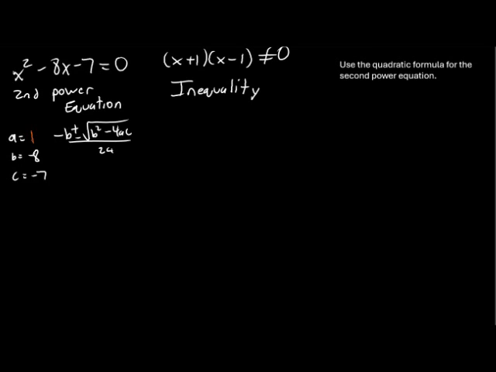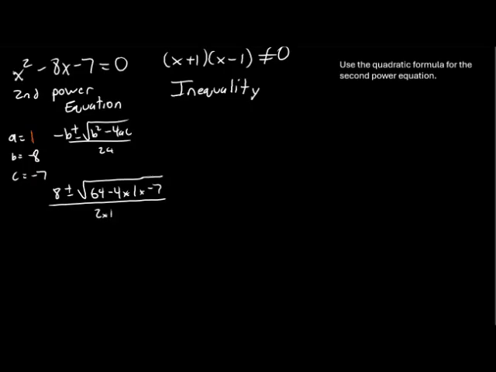When we place those three numbers into the formula, we will have negative of negative 8 is positive 8, plus or minus square root of negative 8 squared, which is 64, minus 4 times 1 times negative 7, all divided by 2a, which is 2 times 1.